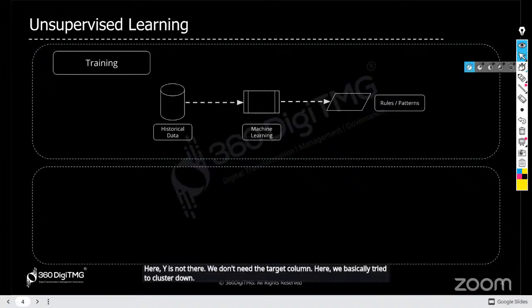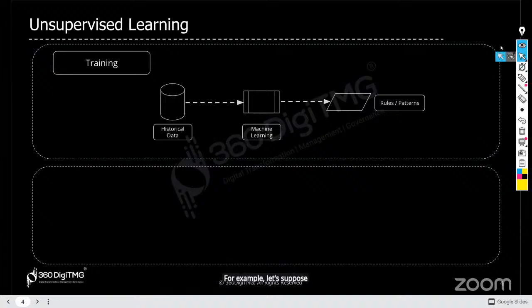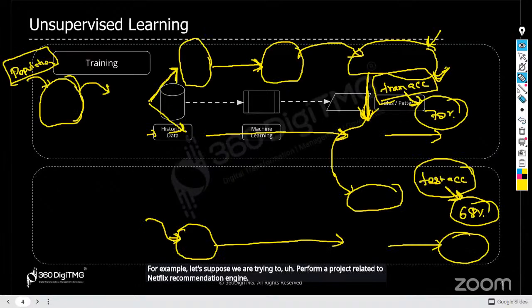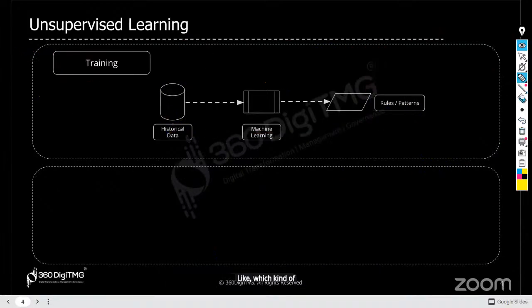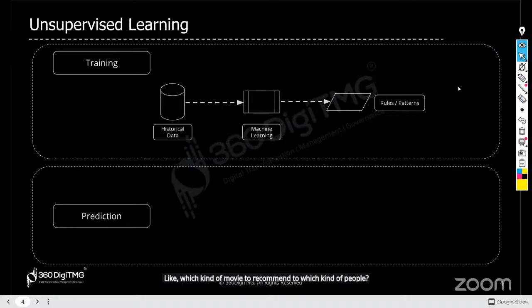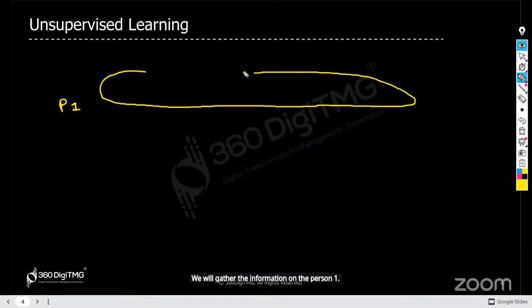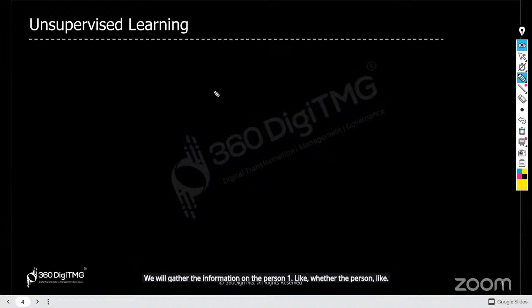For example, let's suppose we are trying to perform a project related to a Netflix recommendation engine, like which kind of movie to recommend to which kind of people. So basically, we will gather the information on person one, like whether the person likes... let's make it properly.